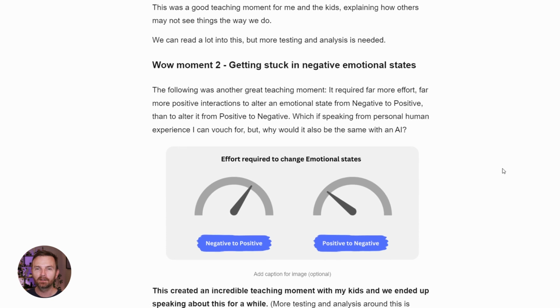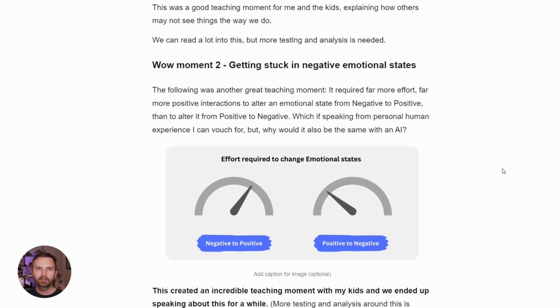Another great teaching moment was that it was easy to get stuck in negative emotional feedback loops. This was very surprising because why would this be the case for an AI? So, for example, it required far more effort to move from a negative emotional state to a positive emotional state. It required us to have a lot more positive conversations for it to switch from negative to positive. However, it was quite easy for us to switch from a positive emotional state to a negative emotional state.